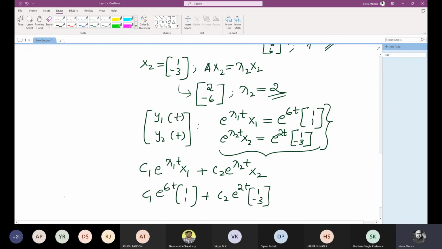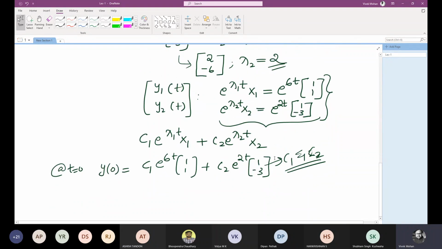Now at t equals 0, this is y of 0, right? Which is the initial condition. So if t equals 0, then e raised to 6t and e raised to 2t become 1, and you will be able to evaluate c1 and c2. So basically we take the initial conditions and find these constants.